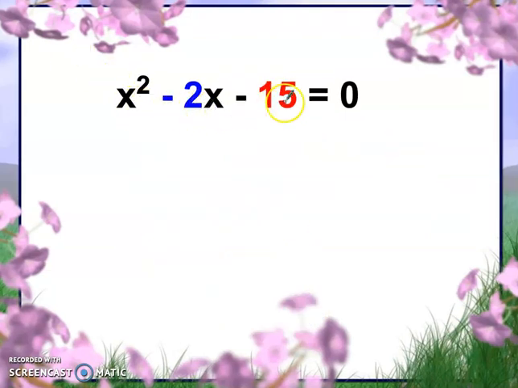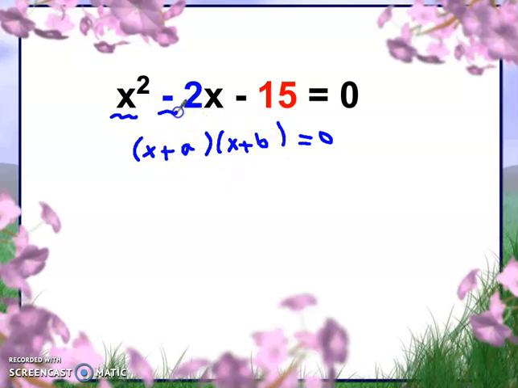x squared minus 2x minus 15 equal to 0. So as we did before, we will write it in the product form. Because here we have x squared, it's x here and x here. And here we have a and b that we will find. Now to find a and b, just look for two numbers whose sum is equal to minus 2 and whose product is equal to minus 15. For product equal to minus 15, we have minus 1 times 15, 1 times minus 15, 3 times minus 5, and their opposite, minus 3 times 5.